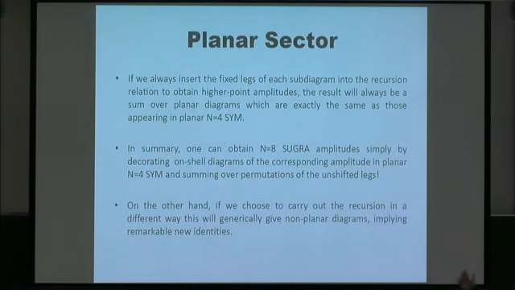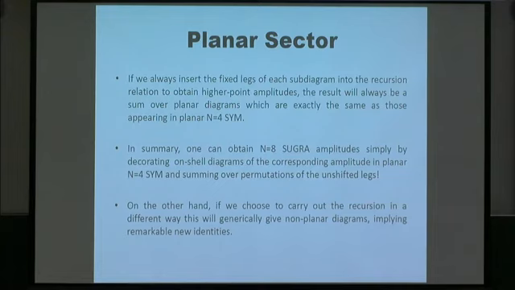And this story actually generalizes to any number of legs. You can show by induction that if you always insist on using the unshifted legs of each subdiagram as the ones that you feed into the recursion, then the result you obtain will always be a sum over planar diagrams, which are exactly the same planar diagrams that appear in n equals 4 super Yang-Mills. So the punchline is that you can obtain n equals 8 supergravity amplitudes simply by taking planar on-shell diagrams of n equals 4 super Yang-Mills, decorating them, and summing over permutations of unshifted legs.